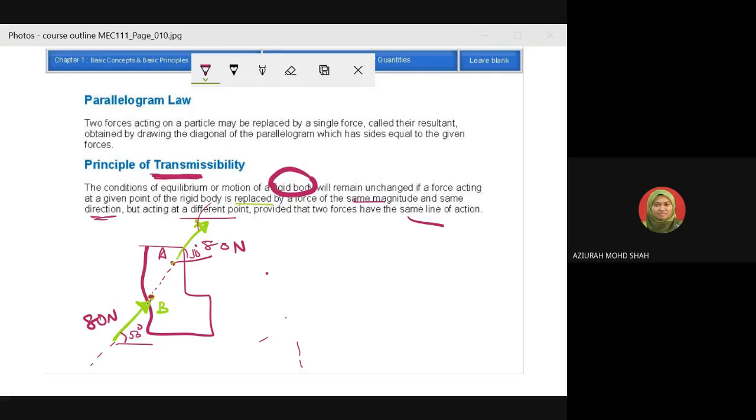Principle of transmissibility is very important. You will see nanti kita akan pindahkan point but we can still solve the problem. Sebenarnya kadang kamu dah tahu tapi kamu tak sedar yang itu adalah principle of transmissibility sebab kamu cuma nampak dia one way. Kalau boleh kamu try to see the whole picture. Okay, jangan tengok satu part je lah.